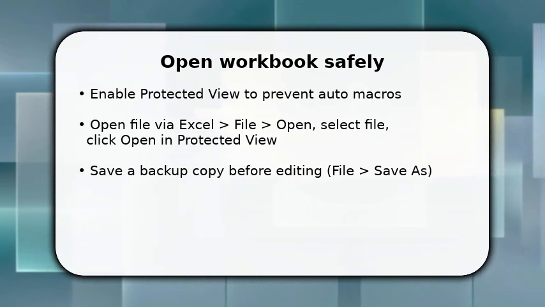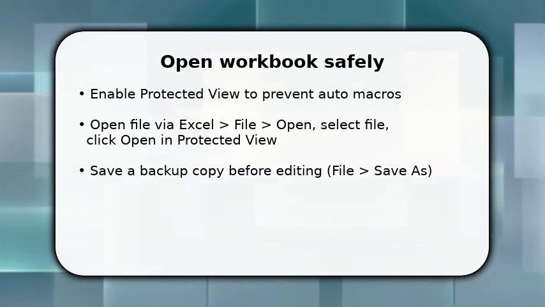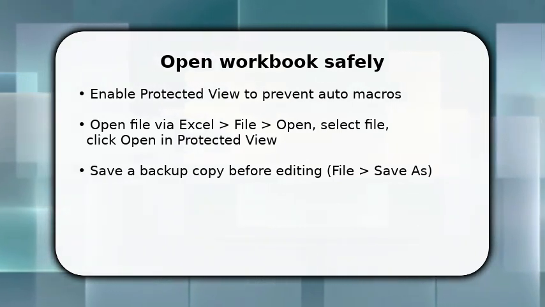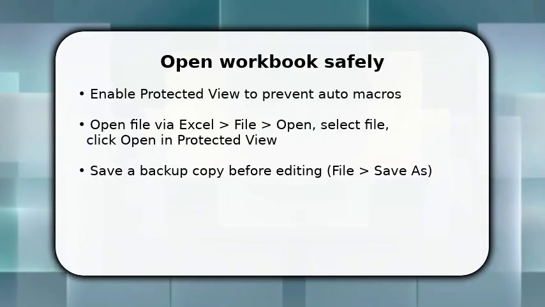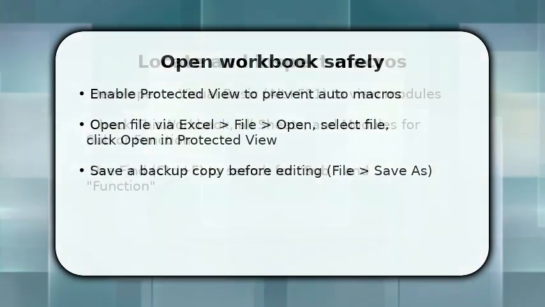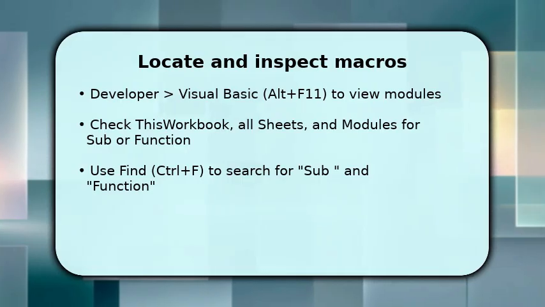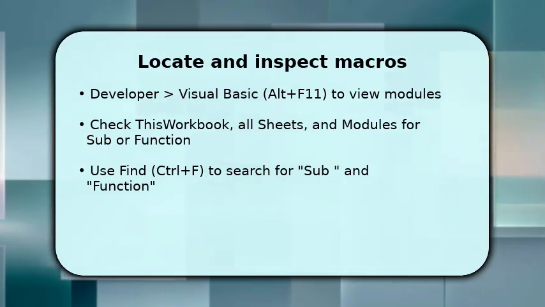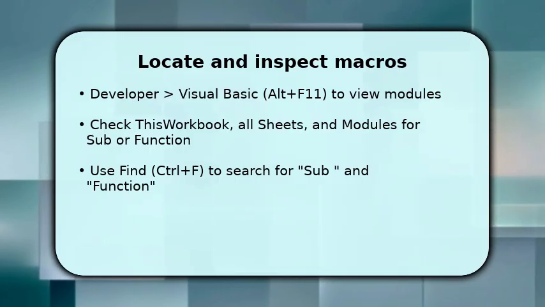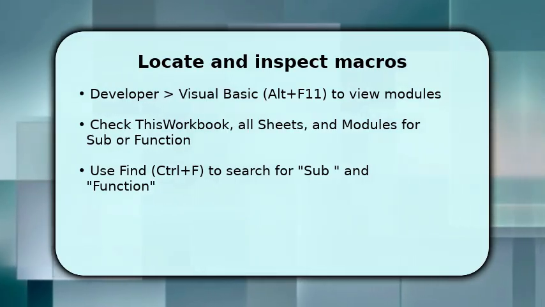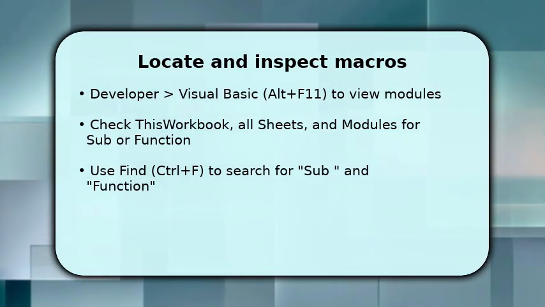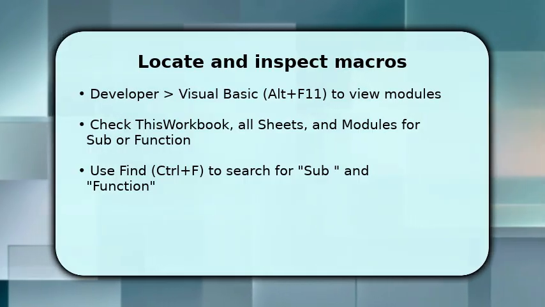You now inspect where the macro lives. Open the Visual Basic Editor, Alt plus F11, and expand the project tree to review this workbook, each worksheet module and standard modules. Once there, use Find, Control plus F, to locate sub and function declarations so you can target the right procedures. Make sure to read any code comments and note workbook events like Workbook Open.